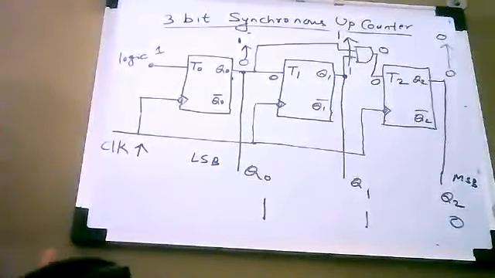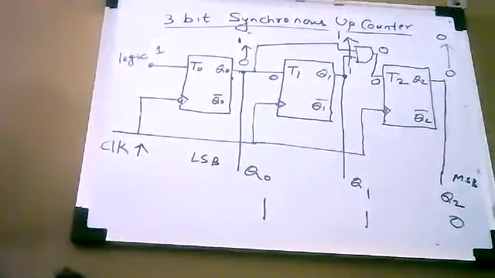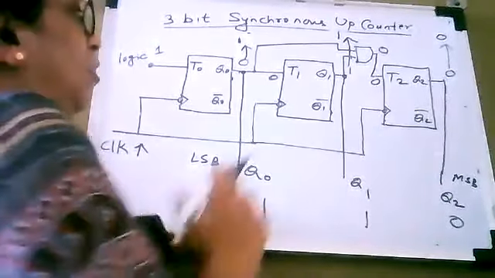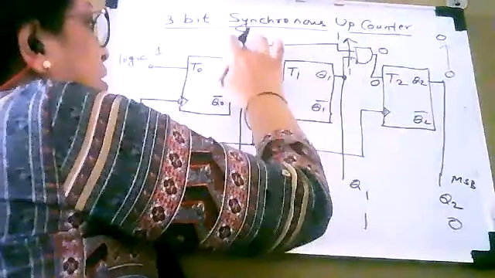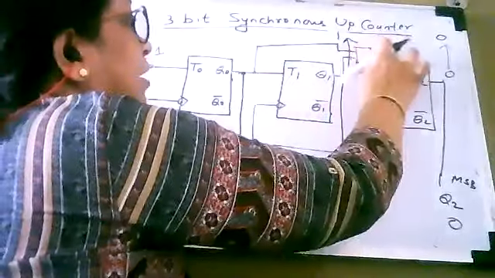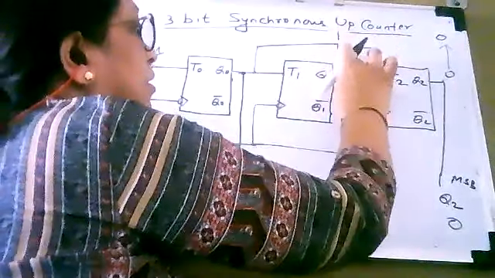Now let us see what happens when your previous state is 0, 1, 1 and you apply the clock pulse. This makes a transition and this I want to show you. Remaining combinations you can guess, but this I want to specially explain for you.